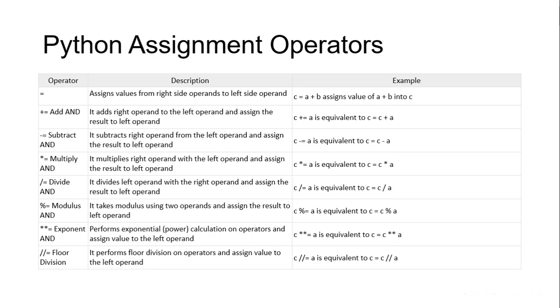Similarly, we have subtract and assign, which means we perform the left hand side variable minus the right hand side variable and assign the value to the left hand side variable. Similarly, we have multiplication, division, modulus, exponent, and floor division. These are the same arithmetic operators, and we are attaching the assignment operator along with the arithmetic operator. So these are all the assignment operators in Python.